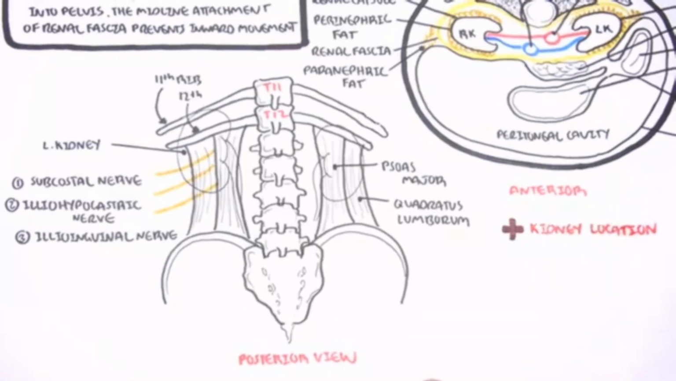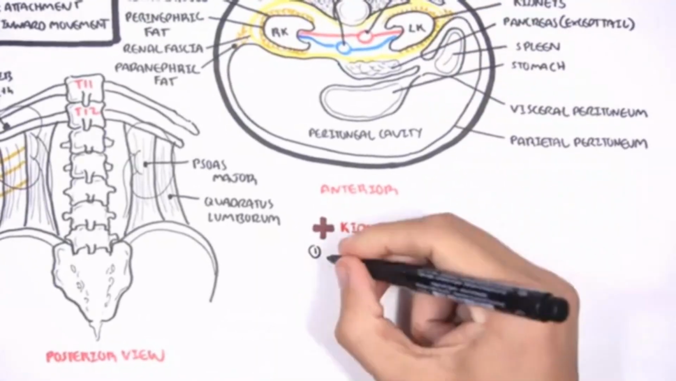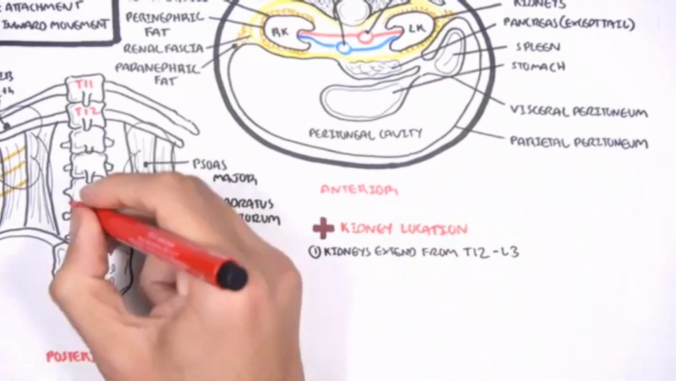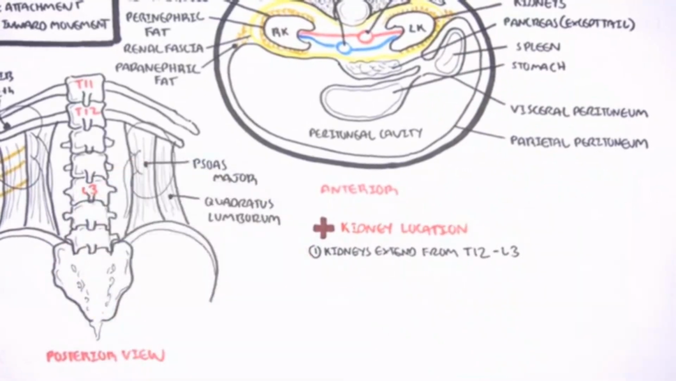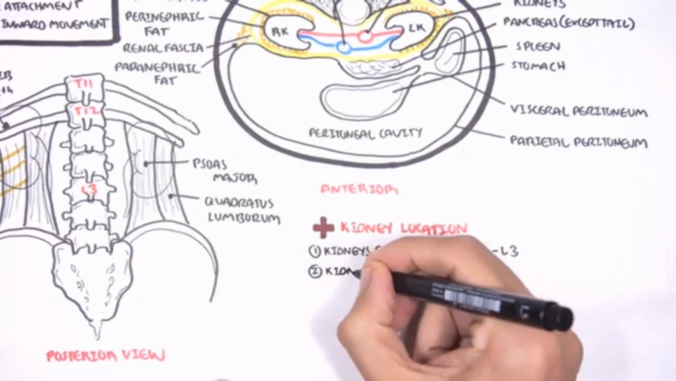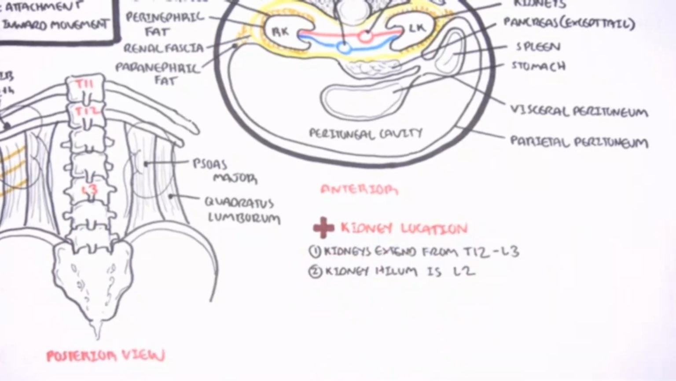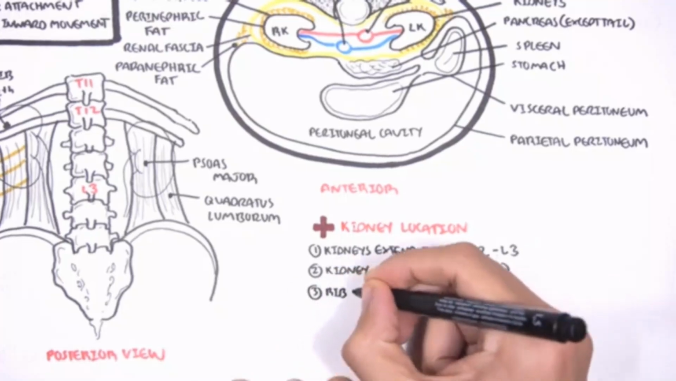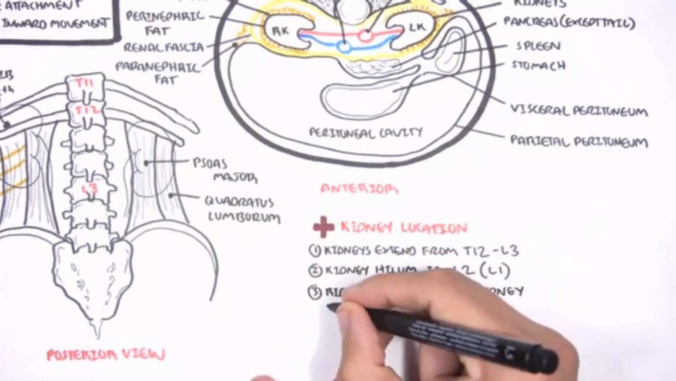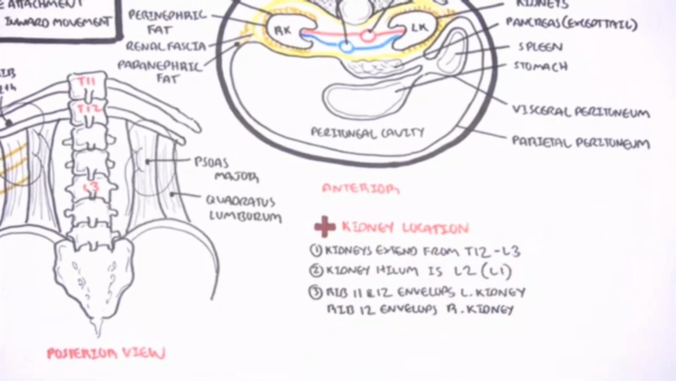Some clinical anatomy. The kidney extends from T12 to L3 vertebral level. The kidney hilum is about L2 or L1. This is also where the renal artery is situated. Ribs 11 and 12 envelop the left kidney, and rib 12 envelops the right kidney.